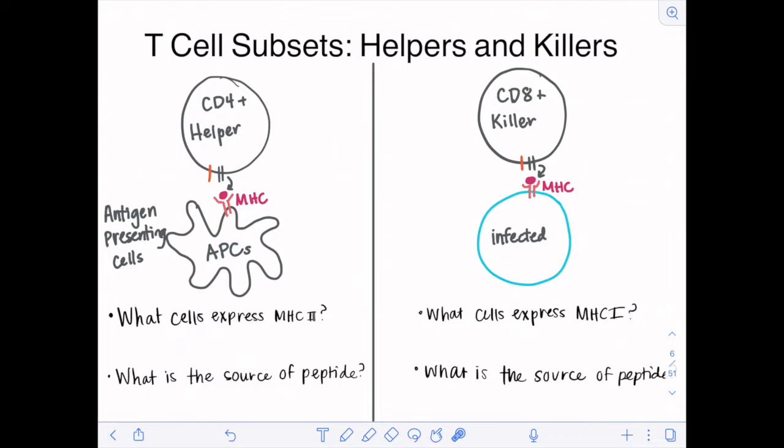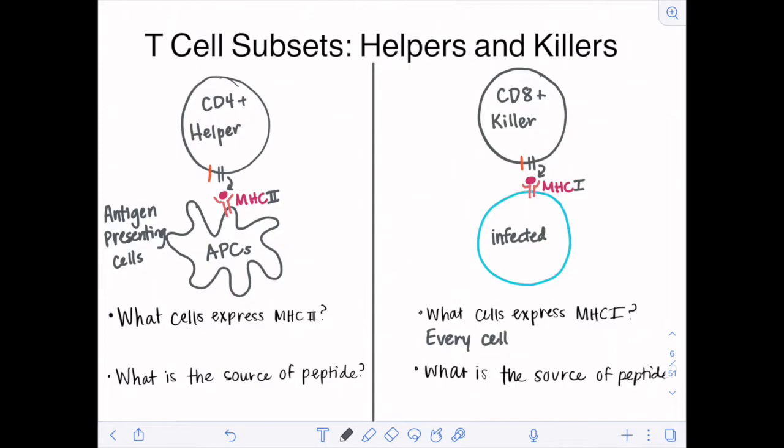The CD4 positive T cells are going to interact with MHC class 2, and the CD8 positive T cells are going to interact with MHC type 1. And now these are slightly different in structure and function, but it's important to note that the cell type will express the specific MHC. So every cell in the body, to answer this question down here, what cells express MHC1? The answer here is that every cell in the body expresses MHC1.